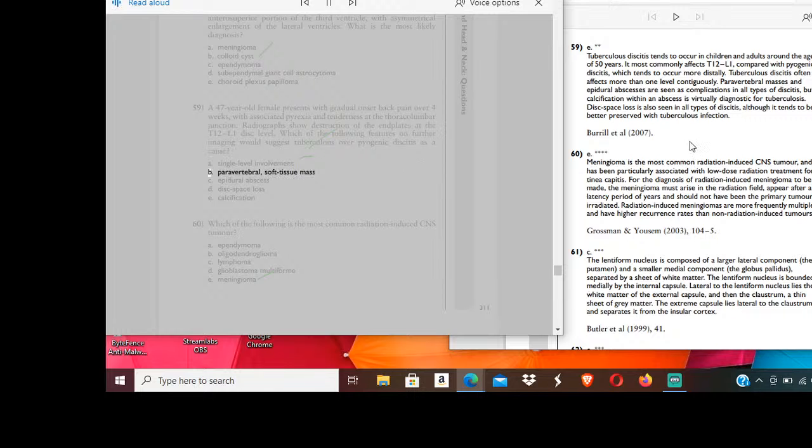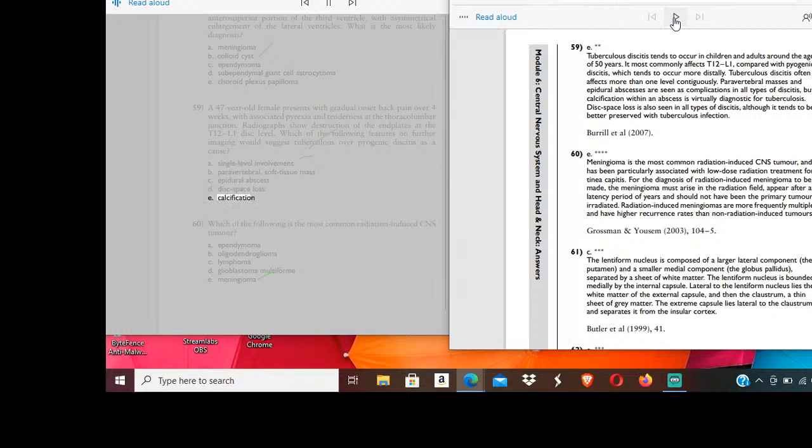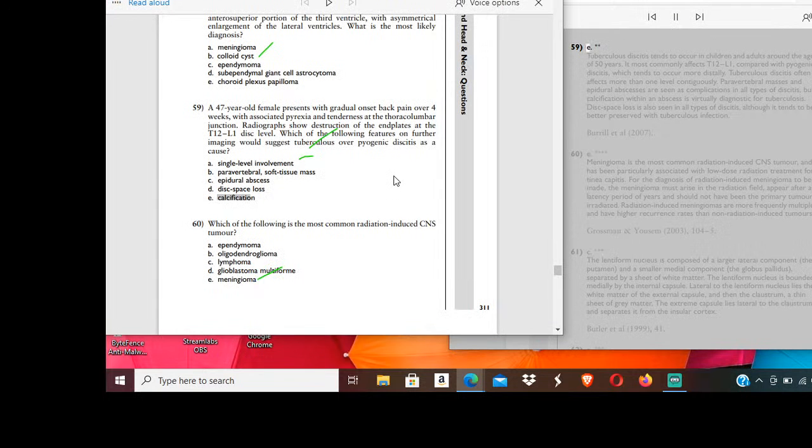A. Single-level involvement. B. Paravertebral soft tissue mass. C. Epidural abscess. D. Disc space loss. E. Calcification. Answer: E. Tuberculous discitis tends to occur in children and adults around the age of 50 years.